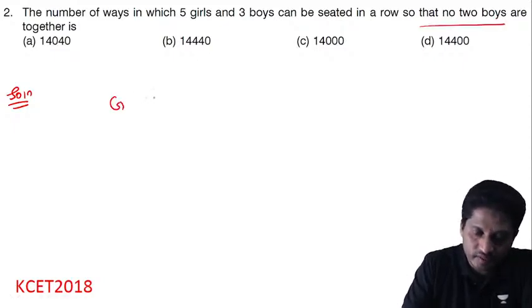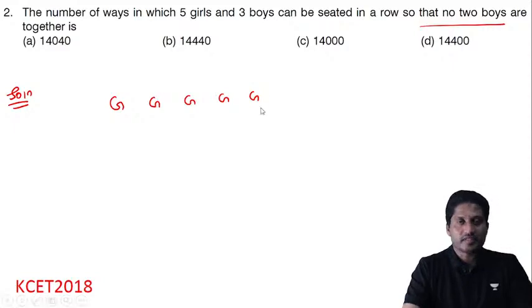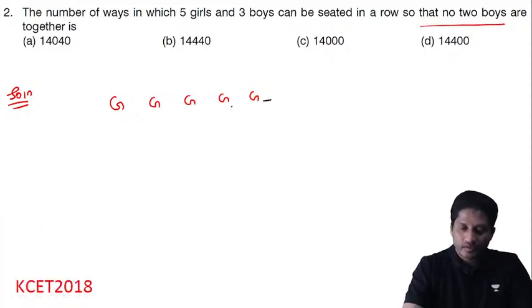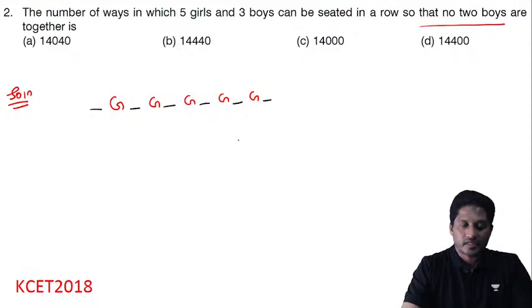There are 5 girls, 1, 2, 3, 4, and 5. So I will arrange the 5 girls. Obviously, there will be 6 gaps: 1, 2, 3, 4, 5, and 6. 5 girls can be seated among themselves in 5 factorial ways. There are 6 gaps, and the 6 gaps should be filled with 3 boys. Permutation is 6P3. So 5 factorial into 6P3.